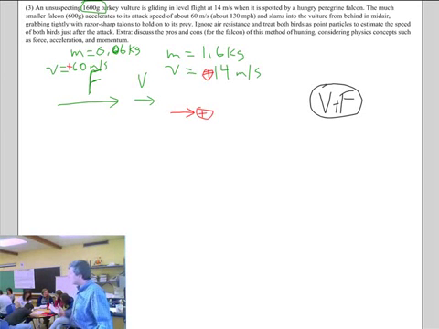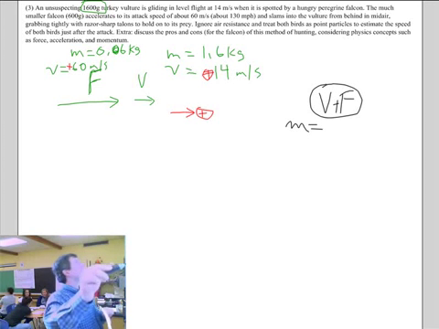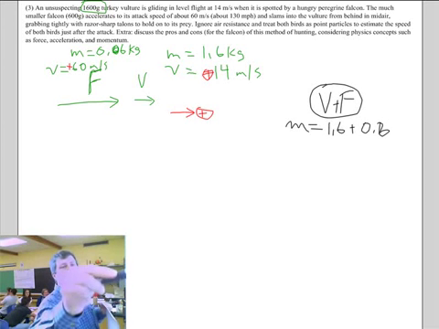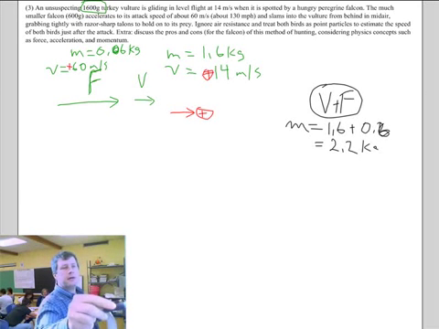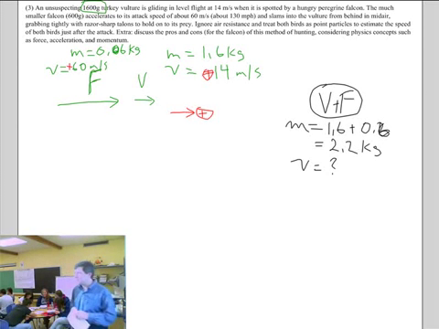I would like to draw them stuck together with talons tearing into the vulture and beaks ripping flesh and feathers going everywhere, but I'm not that good at drawing. What is their combined mass? 1.6 plus 0.6 equals 2.2 kilograms. The question is, what is their velocity?